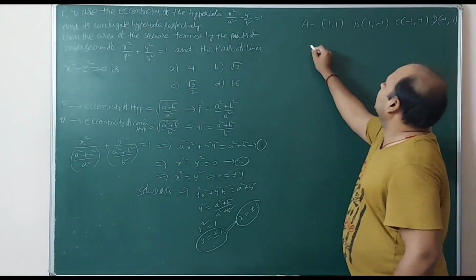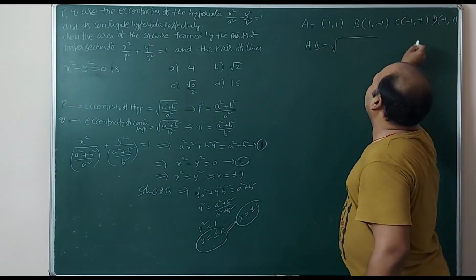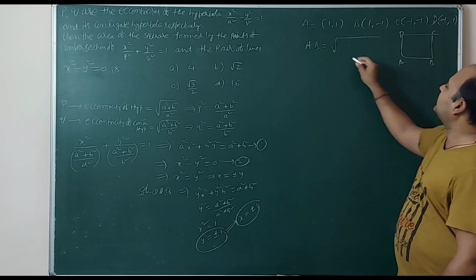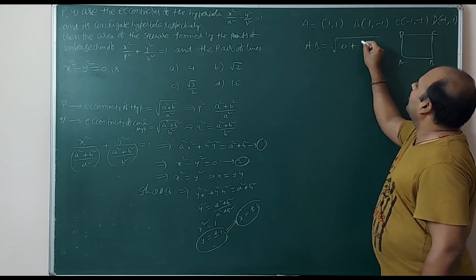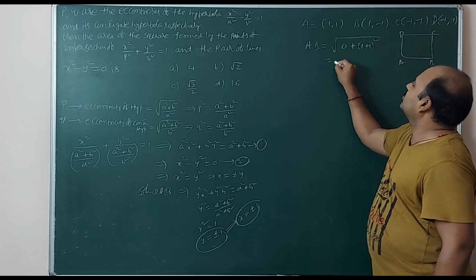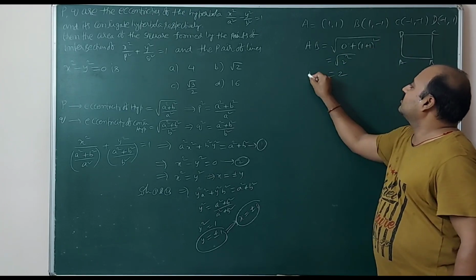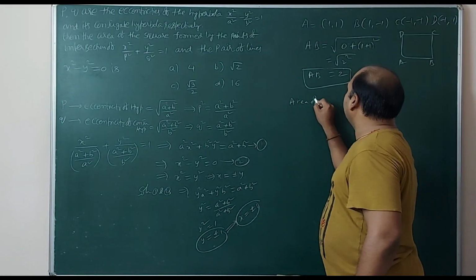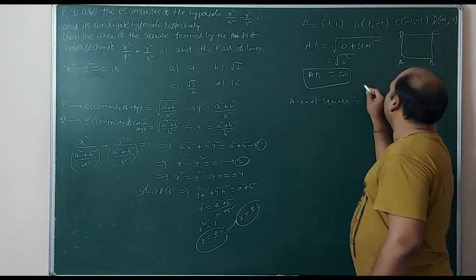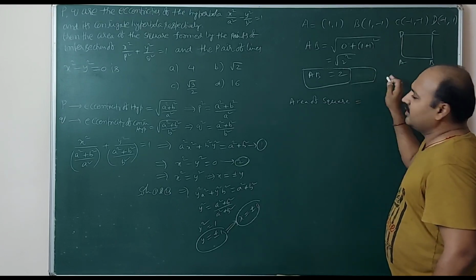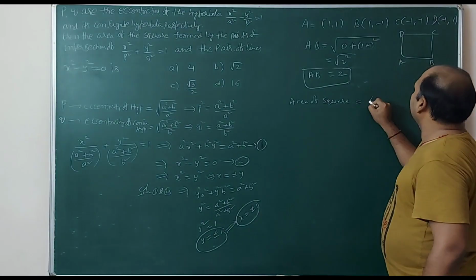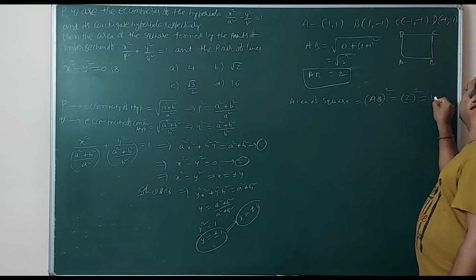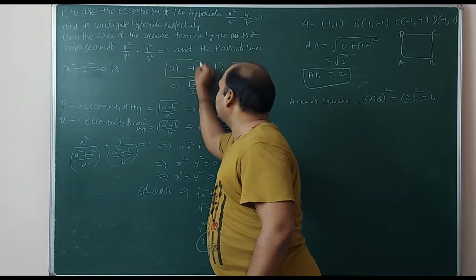So for a square, AB, any distance you can calculate. It forms a square, they are saying now. A, B, C, D. AB distance I am calculating: 1 minus 1 whole square 0, 1 minus of minus 1, 1 plus 1 whole square. So root of 2 square, that is equal to 2. So this is the side of the square. But they are asking the area of the square. Area of the square is equal to AB square, side square. So 2 square, that is equal to 4. 4 it is there in the first option.